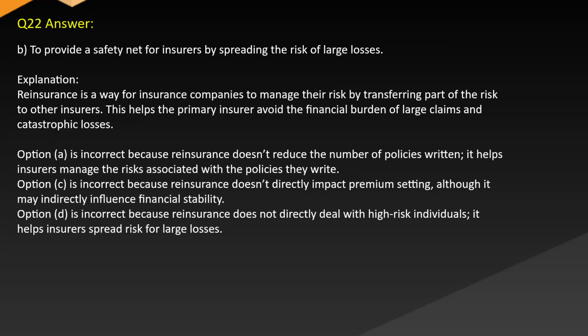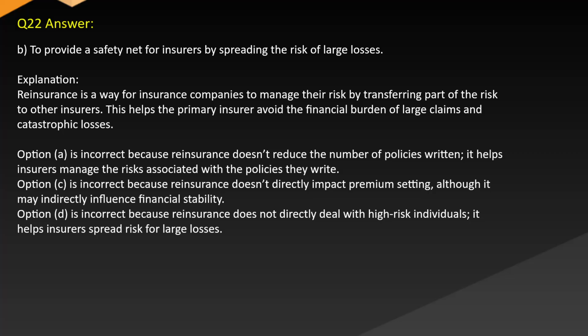Answer: B. To provide a safety net for insurers by spreading the risk of large losses. Explanation: reinsurance is a way for insurance companies to manage their risk by transferring part of the risk to other insurers. This helps the primary insurer avoid the financial burden of large claims and catastrophic losses. Option A is incorrect because reinsurance doesn't reduce the number of policies written. It helps insurers manage the risks associated with the policies they write.